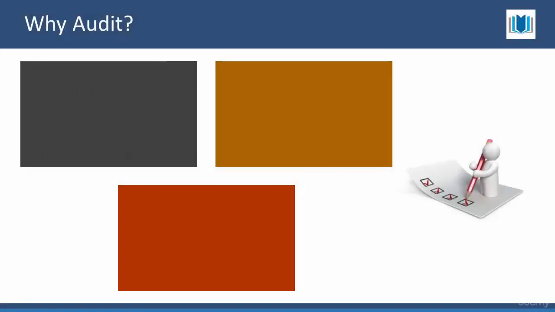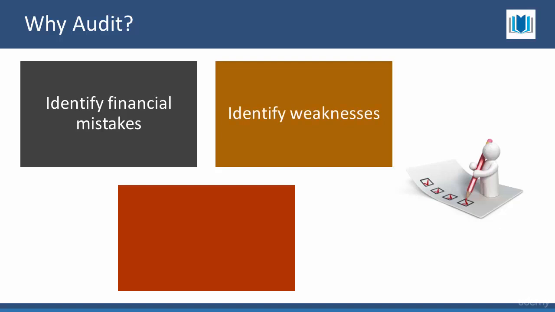Why audit? There are many reasons to audit contracts. An audit will identify any overpayments or other financial mistakes. Additionally, the audit will identify weaknesses in the contract management. Errors found will serve to identify weaknesses in the policies, procedures, and controls that both parties have in place.